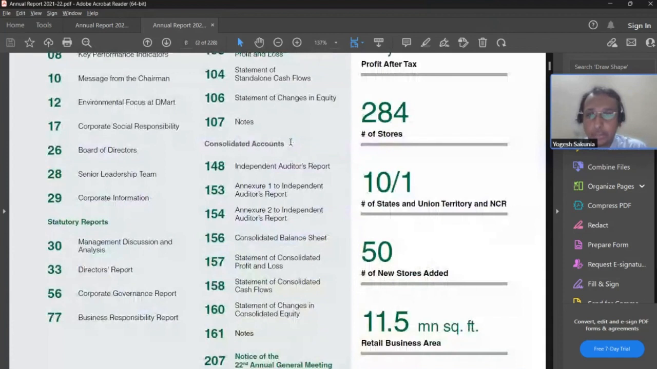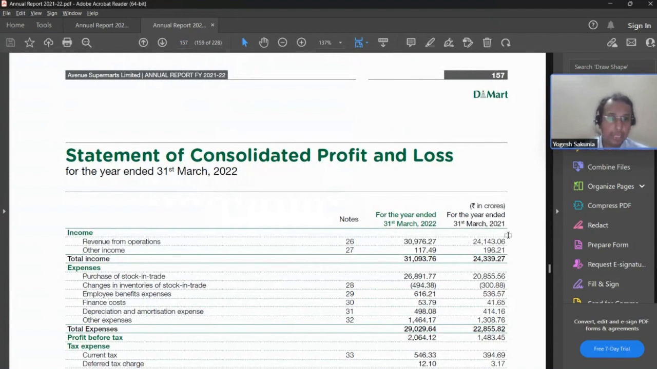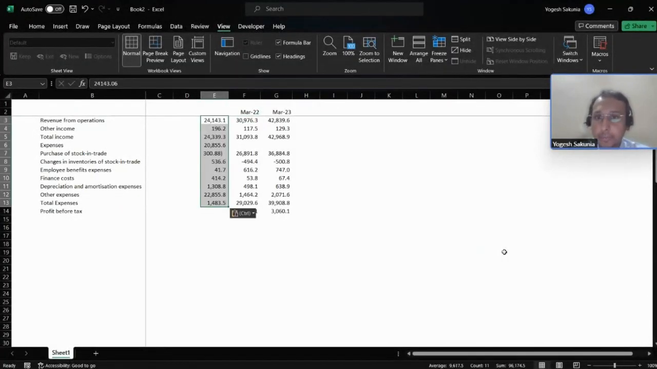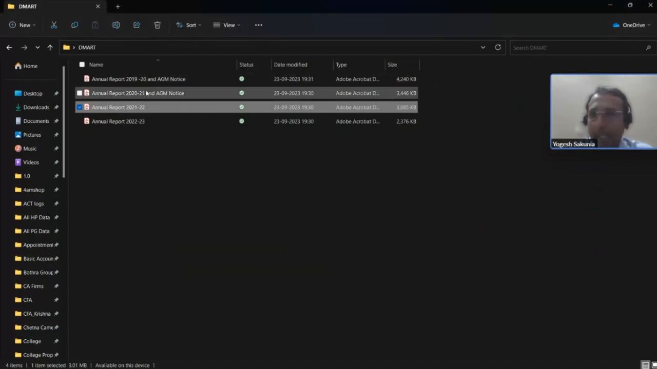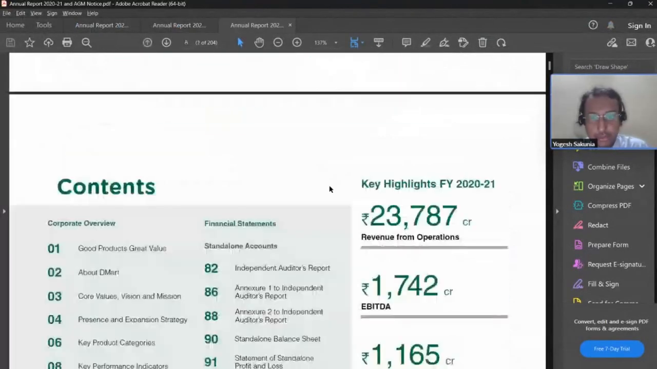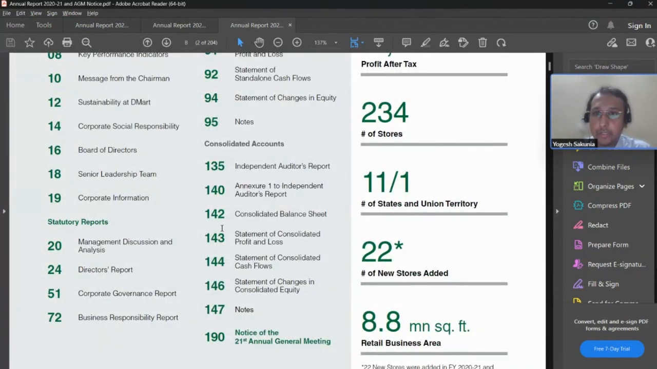Let's go to the next one, which is again about consolidated 157. Yeah, we will take here for 21 and see if there are differences. Ideally, revenue from operations, this will go down. Yes, employee benefit expenses. Yeah, we've got all these things. This is for March 21, and one more year back, 43.